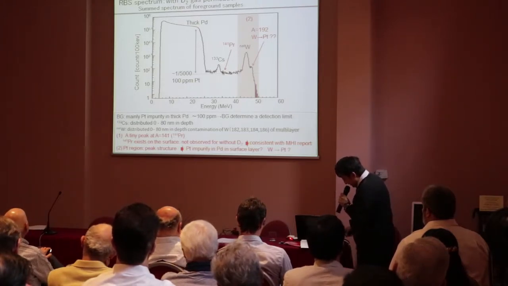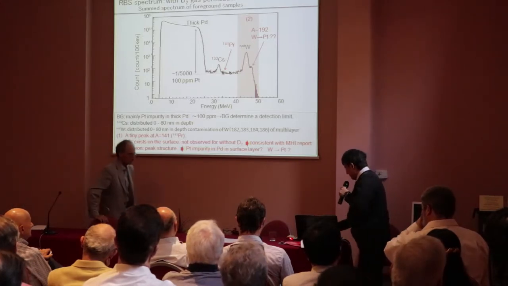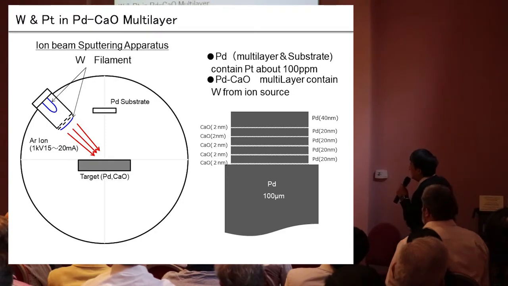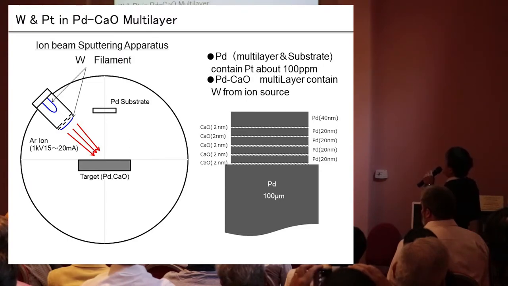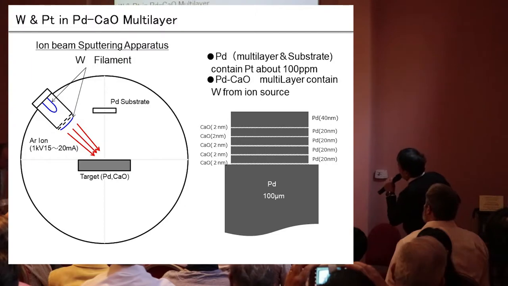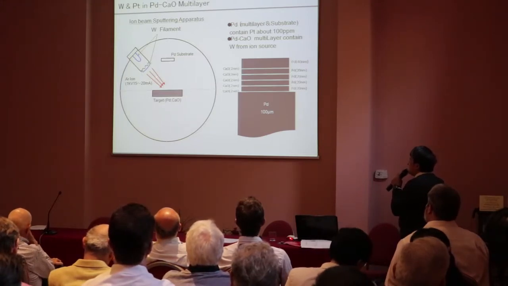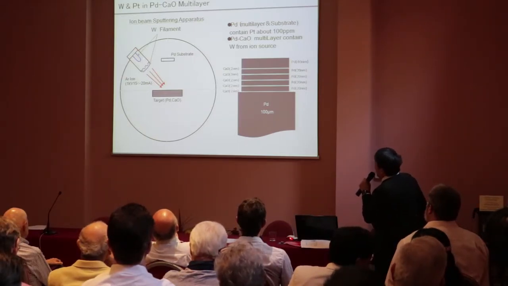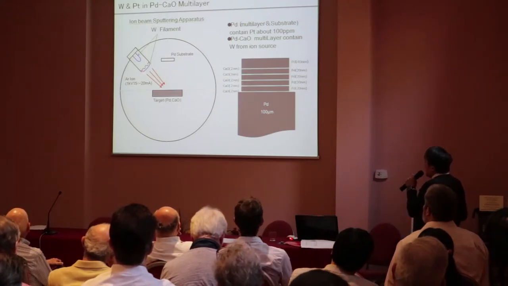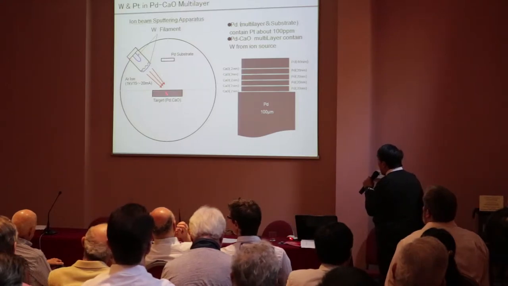I explained the next details. So where is the tungsten in our sample from? This cause is from the ion beam sputtering process, as tungsten contaminates the samples. Ion beam sputtering is used to fabricate the palladium multilayers: the ion beam attacks the target and the sputtered material is deposited on the samples. The ion source contains tungsten filaments used for making plasma, and the ions are drawn from the ion gun and accelerated at 1 kilovolt to attack the sample. So tungsten goes with the ions.